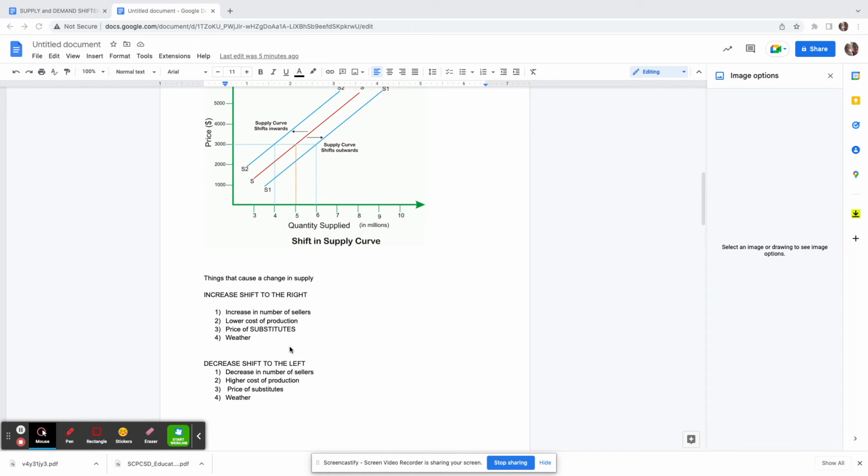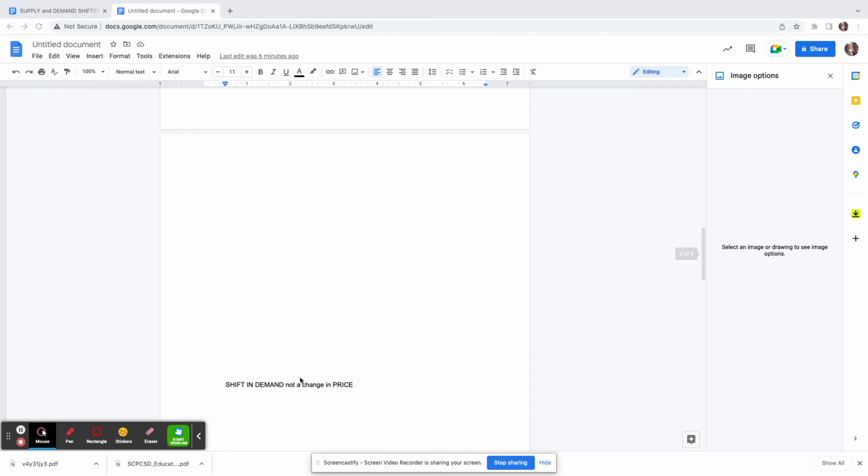You're going to be given a scenario and it's going to tell you what's going on, and you have to think, okay, is that changing supply? How is that affecting supply? Is supply going down or going up? And then you have to draw this second line to show you understand what's happening.